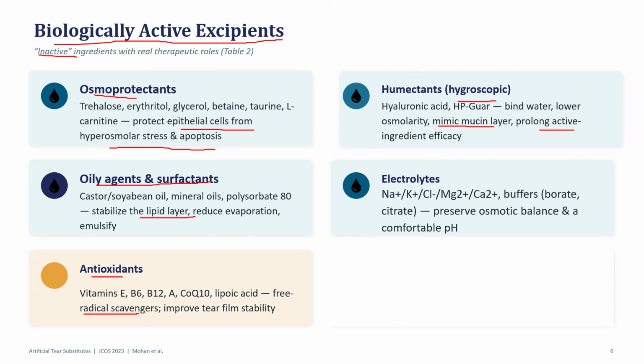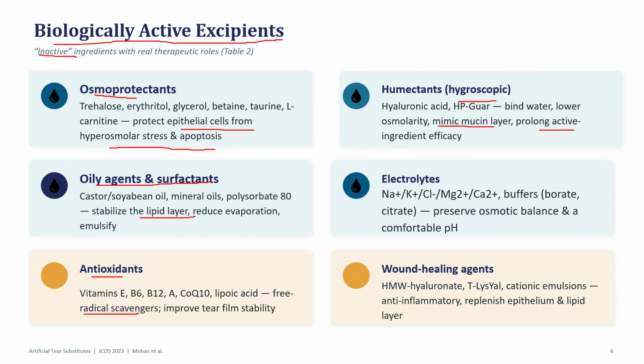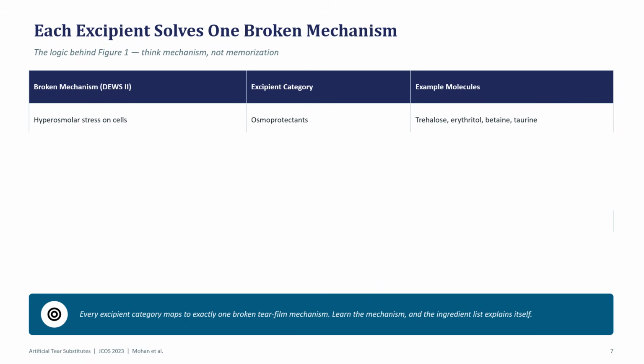Then you have electrolytes to prevent osmotic imbalance, to preserve the osmotic balance and to give a comfortable pH. Wound healing agents like high molecular weight hyaluronate and cationic emulsions are anti-inflammatory and replenish the epithelium and lipid layer. So each excipient solves one broken mechanism. This one is very important to remember.